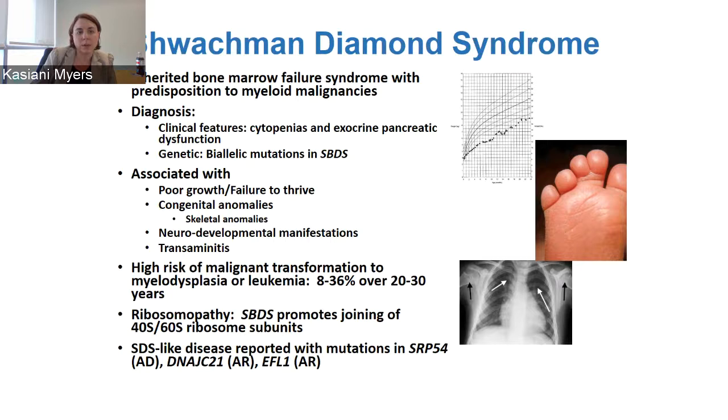Neurodevelopmental manifestations are also common, as is transaminitis of cryptic etiology that's most commonly seen in infancy and does resolve with time. As I mentioned, SDS patients are at high risk of malignant transformation to MDS or acute leukemia, and that risk is about 10 to 35% over the first several decades of life. Shwachman-Diamond syndrome is a ribosomopathy, and the SBDS protein promotes the joining of the 40S and 60S ribosome subunits. In the last several years, several patients have been described with SDS-like disease with mutations in SRP54, DNAJC21, and EFL1.